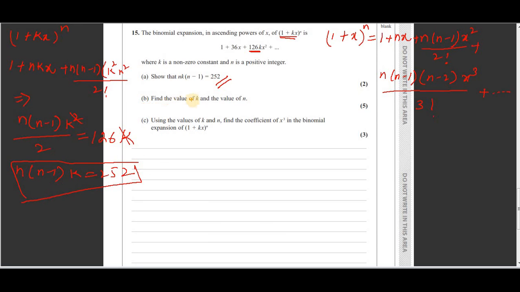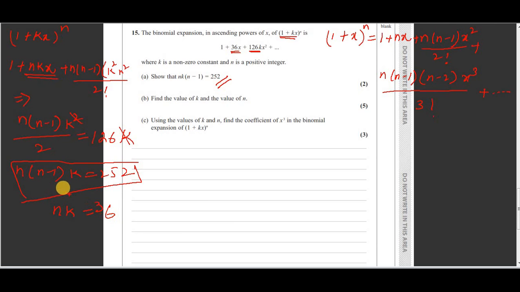Part B, find the value of k and the value of n. The second term in our general expression is nkx, so the coefficient of x is nk, and the coefficient of x in the given expression is 36. So nk equals 36.